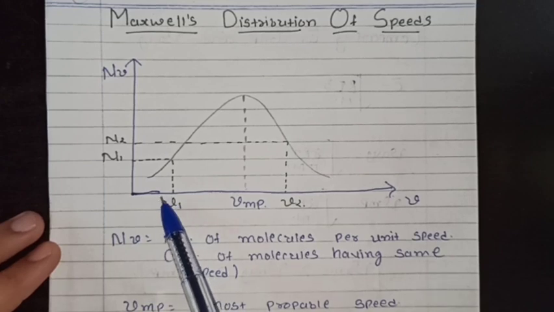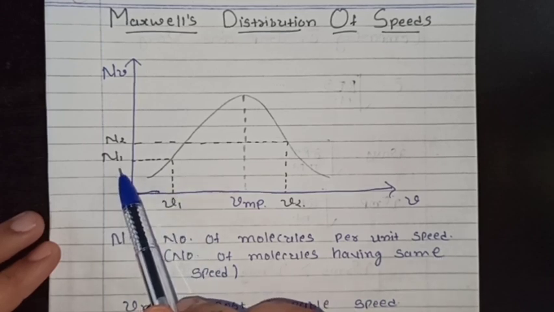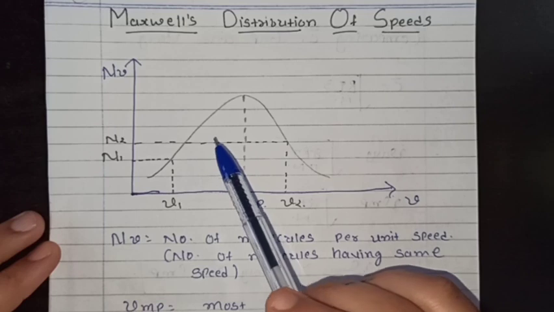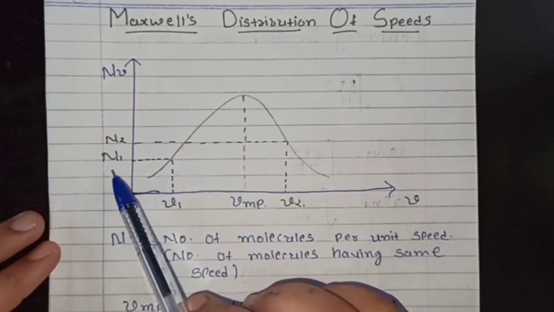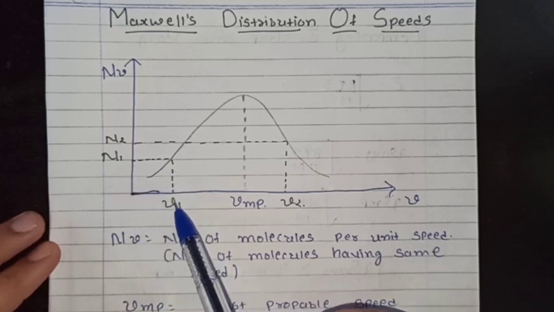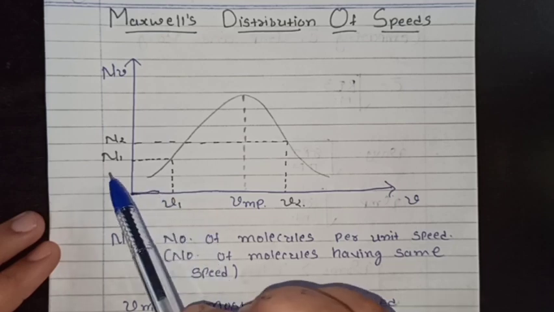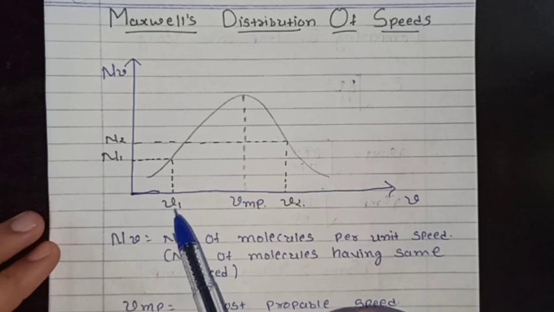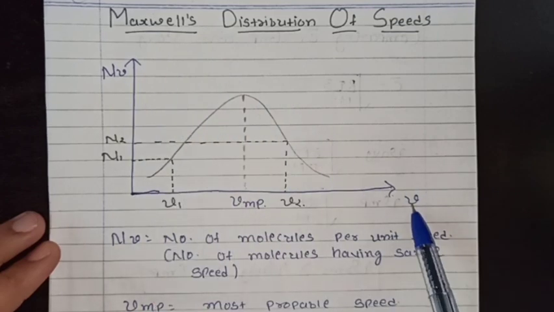Let's say at a particular value of speed, that is v1, we are getting number of molecules N1. It means that in a given container or given gas there are N1 number of molecules having the same speed v1. For example, the value of v1 is 3 km per second. So there are N1 molecules that have a speed of 3 km per second. So Maxwell drew this graph of Nv versus v.